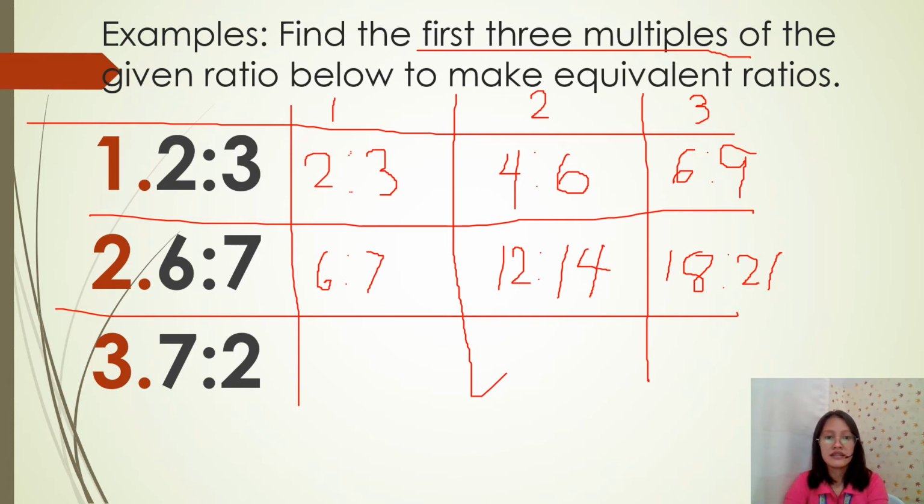Now, proceed tayo kay number 3. So multiply both terms by 1, we're going to have 7 is to 2. If we multiply both terms by 2, we're going to have 14 is to 4. And if we multiply both terms by 3, we're going to have 21 is to 6. So, ganun lang po kasimple ang pagkuha ng equivalent ratios or equivalent ratio.